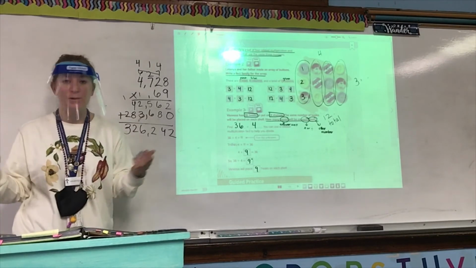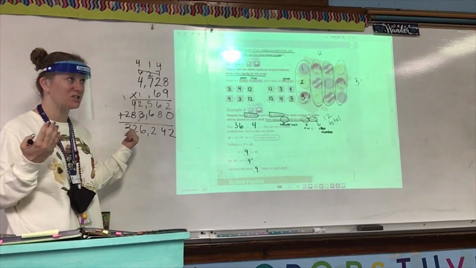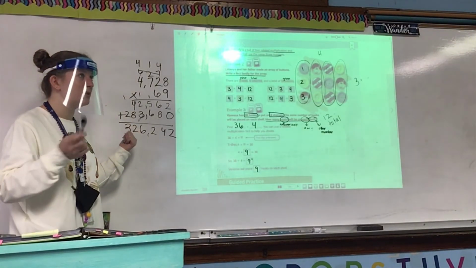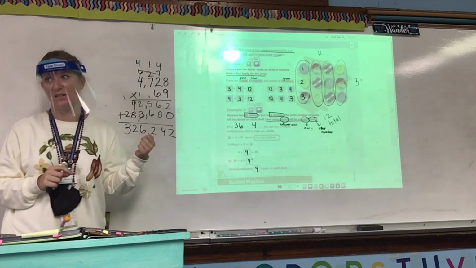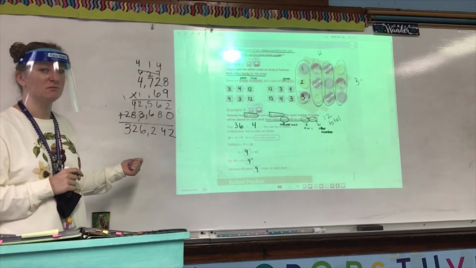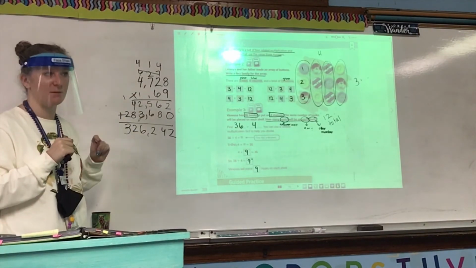Maybe not as fast, but I've been doing this since 2nd grade. I started multiplication in 2nd grade. I was 7, I'm 31 now. That was 24 years ago. But you will be able to do this in like 3 months.